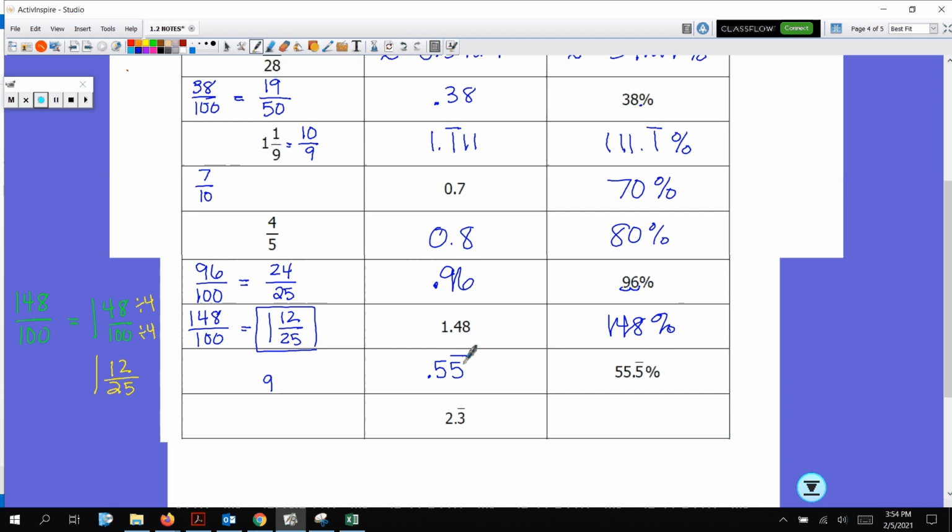So I'm just going to put the 5 over top. That's what I'm going to tell you to do, okay? If you know it's repeating, you know the denominator is a 9, just slap that 5 up there.